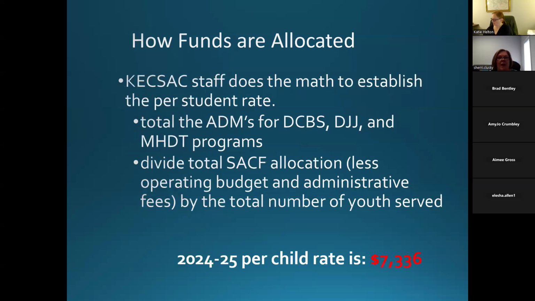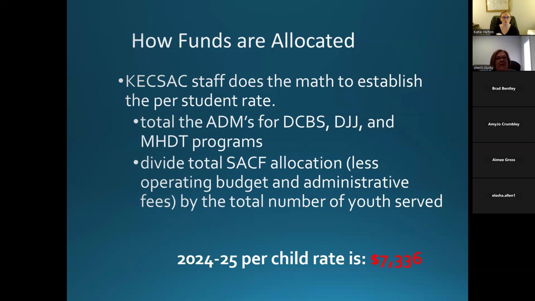Okay. How funds are allocated. KECSAC staff does the math to establish the per student rate. Several different calculations go into that, but the total, the ADMs for all of our DCBS, DJJ, and mental health day treatment programs. And then we divide that by the allocation less our operating budget and administrative fees by the total number. So if you look down at the bottom of this page, you can see in bright red letters, this is what your 24-25 per child allocation is.